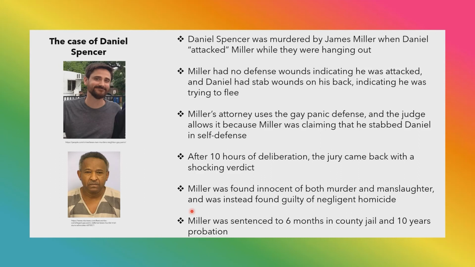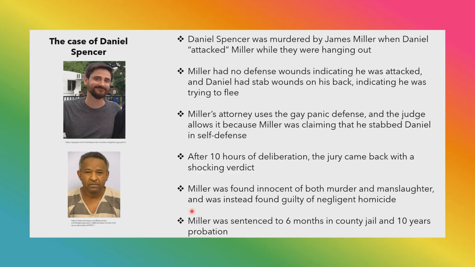So Miller's attorney used a defense, and the judge allows it because Miller is claiming that he stabbed Daniel in self-defense. So again, it's not a standalone defense, but they're piggybacking off of the self-defense. When Miller takes the stand, he's asked if he and Daniel got into a fight. He says nope, he was attacked. So this is the first time he's been detailed about what he says happened that night. He claimed that he rejected a kiss from Daniel, and Daniel became incredibly angry and lunged towards him, threatening him with a glass, and that's when he stabbed Daniel. He had never mentioned this to investigators before.